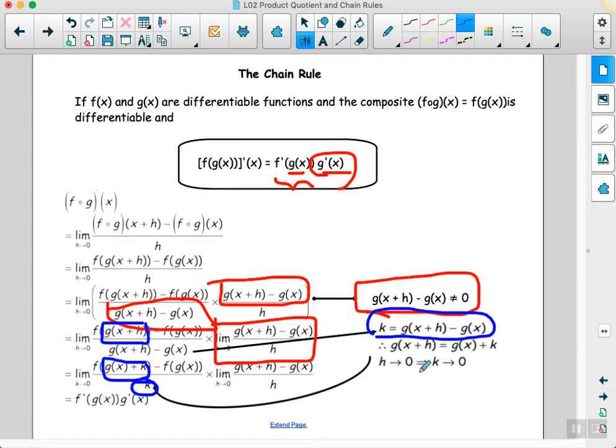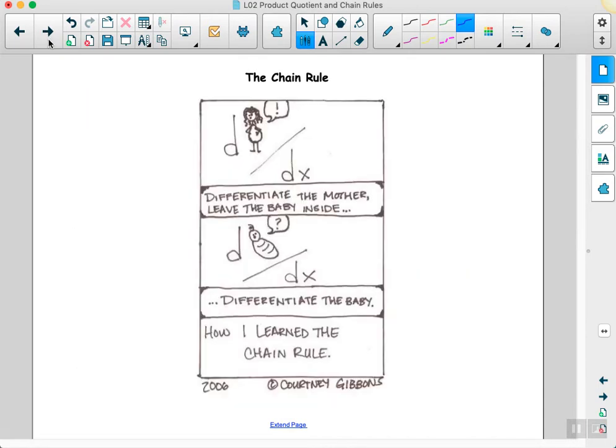Now when h goes to 0, k is also going to go to 0. Because if h goes to 0, I'm going to get g at x minus g at x. That, of course, is 0. So that forces k to 0. I now rewrote this as the limit as k goes to 0 of f at g at x plus k minus f at g at x, all divided by k. And, of course, this thing here would just be the derivative of f at g at x. So that's another handy little proof.